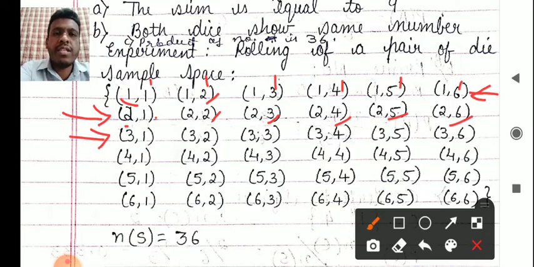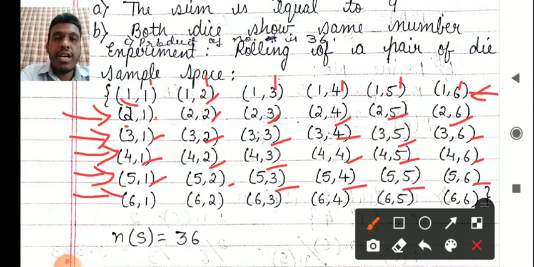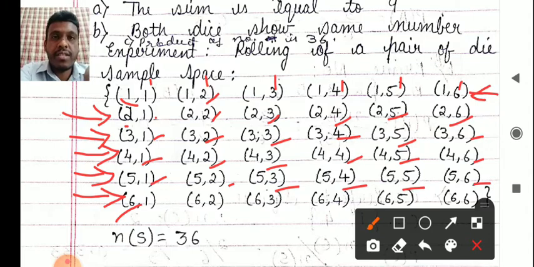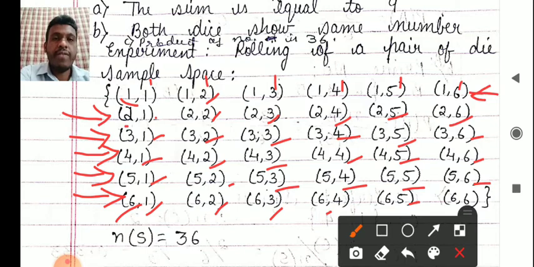Now in the third one I fixed 3 for the first die and I am changing the second one: 1 2 3 4 5 6. Now I fixed the fourth one, that is the first die, as 4: 1 2 3 4 5 6. In the fifth row I fixed the first die as 5 and I'm changing the second die: 1 2 3 4 5 6. And in the last one I've fixed the first die as 6, and the second die I'm changing: 1 2 3 4 5 and 6. So this is how I have changed this.